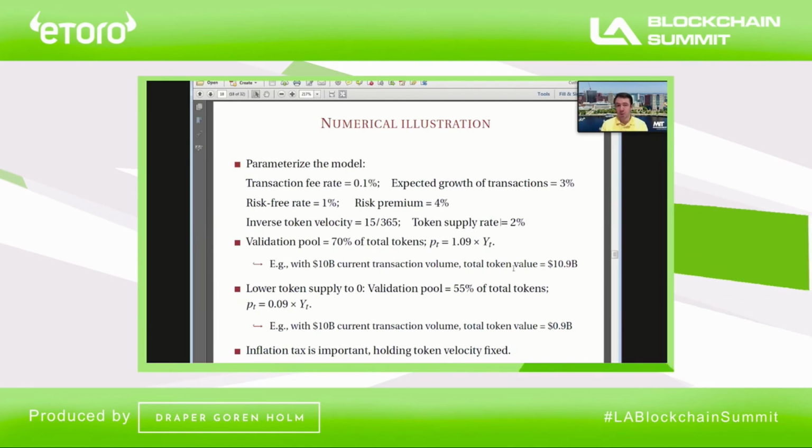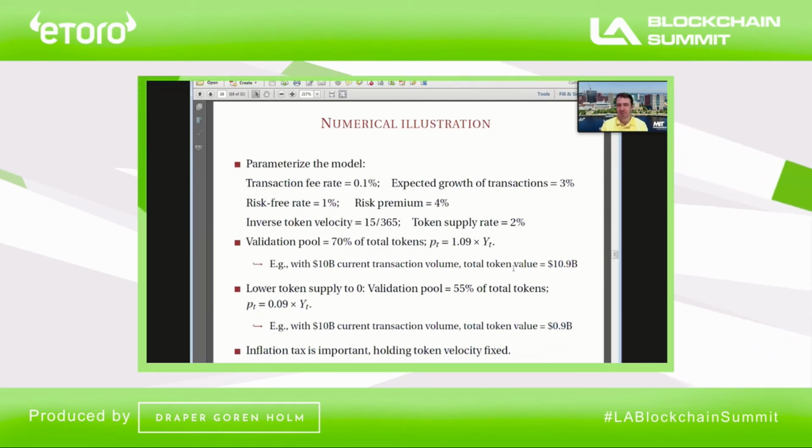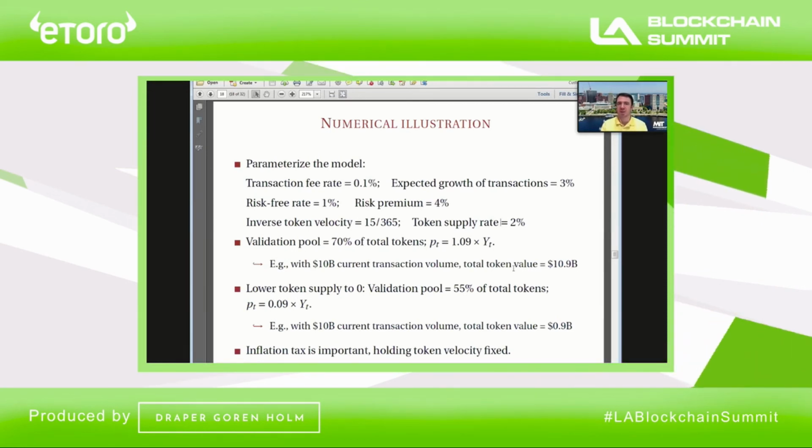I'm close to my capital T. I'm almost done. So let me give you a quick numerical example. Let's assume the transaction fee is at the rate of 0.1%. So it's fairly low. Expected growth rate of transactions, this is the physical expected growth rate, is 3%. It's basic rate of GDP growth. Interest rate is 1%. These are all real quantities. Real interest rate is 1%.